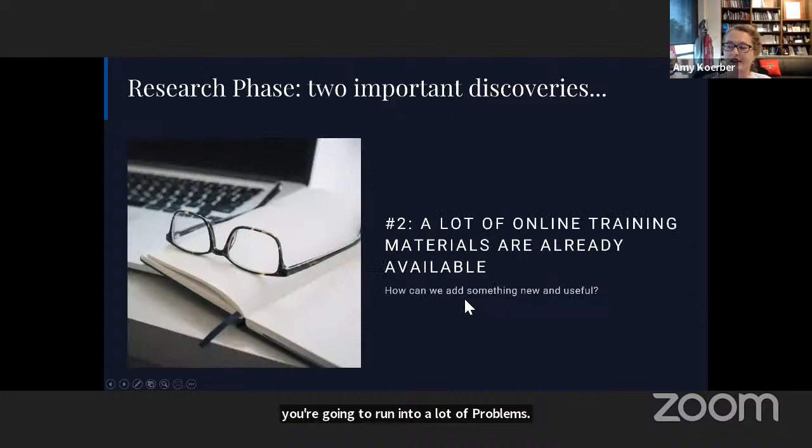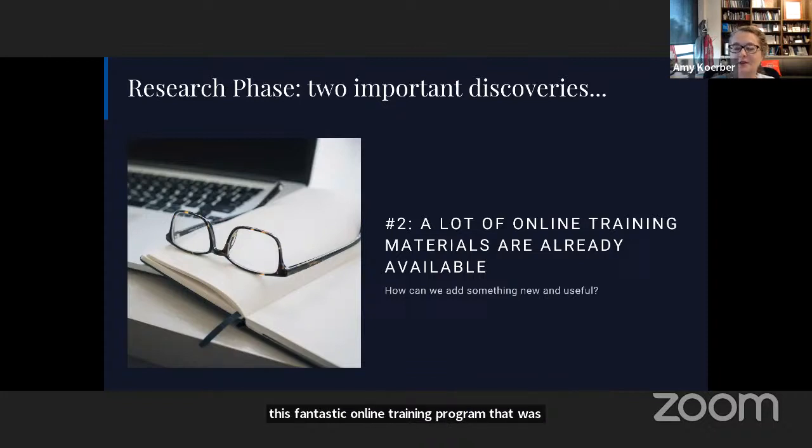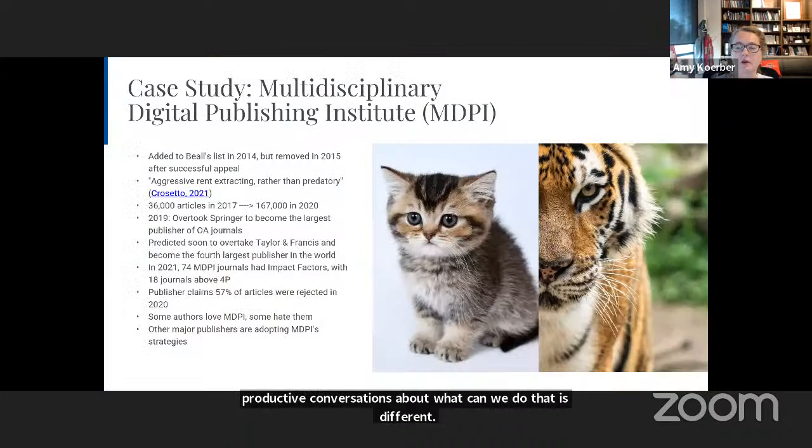And so then our second important finding, which caused us to change course in how we think about the training side of our program, is that we really went into this thinking that we were creating something new, and that we were going to create this fantastic online training program that was going to be the first thing ever developed. And then we found out fairly early on that actually there were a lot of online training materials already available. So we had to have a lot of difficult conversations and productive conversations about what we can do that is different. And I'll tell you where I ended up in a minute.